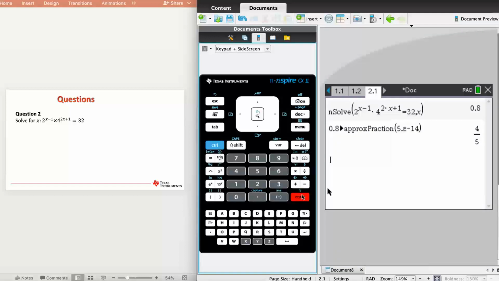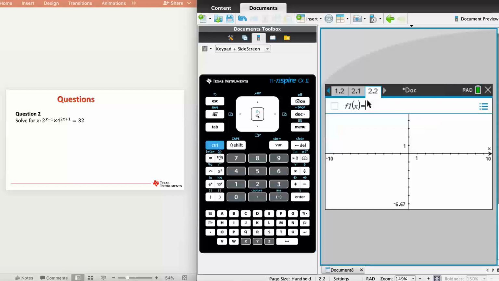Again, I'd like to verify this answer. So I'm going to also use a graph application and find the points of intersection of those two graphs. So control, doc, add a graphs application to this problem. So you'll see that I'm in 2.1 and 2.2. Both of these pages relate to question 2 on my exam.